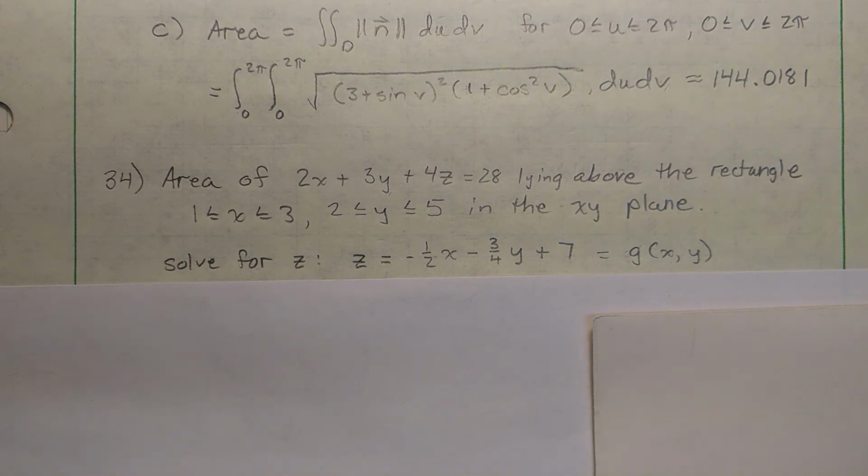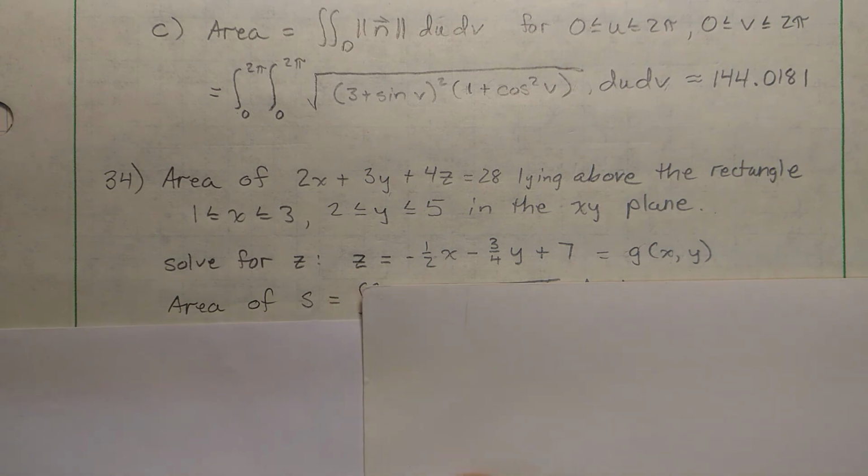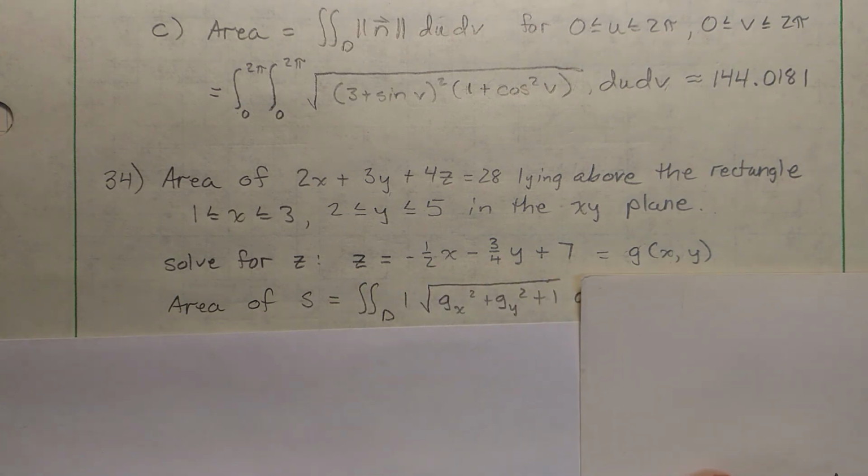Okay, next, in order to plug into that formula, since I just want area, all I need is my formula, which is simply the area of S is the integral over the domain of 1, since it's area, it's just 1 times the square root of g partial of x squared plus g partial of y squared plus 1 dy dx, or dx dy, doesn't matter.